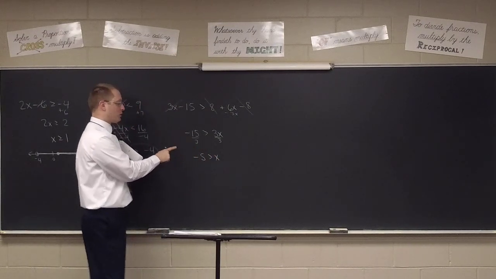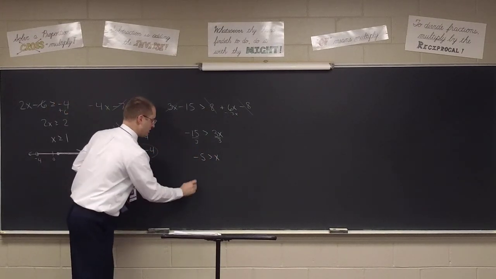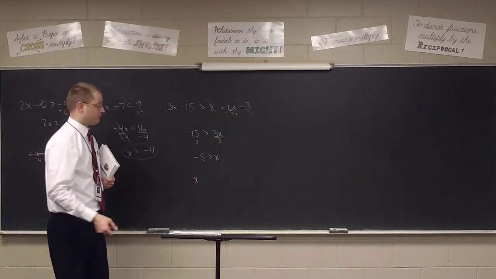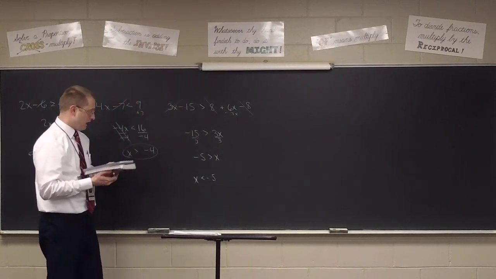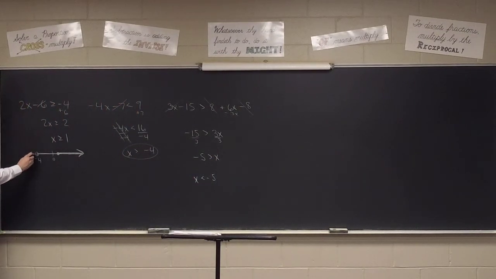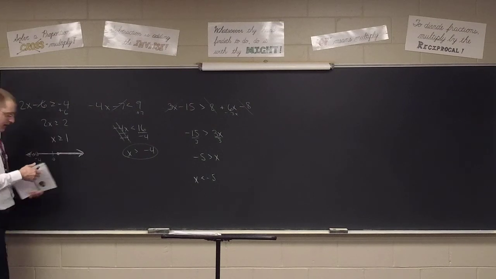Good. If I didn't like the way this looked, if I really, really wanted the x to be on this side, how would I write it? Right, I would just be turning it back around again. And in this case, we would have put an open circle on negative 5 and shaded everything that way.